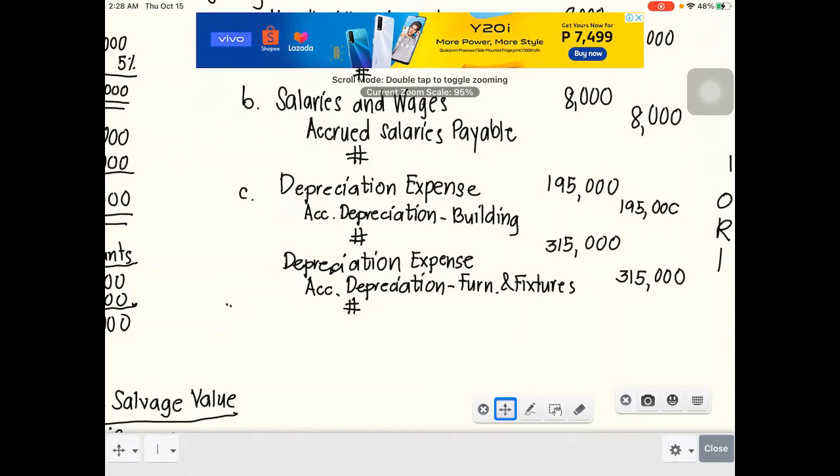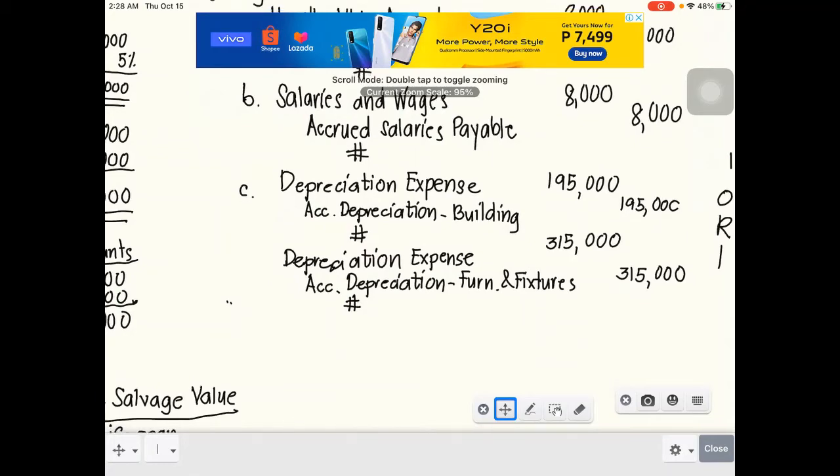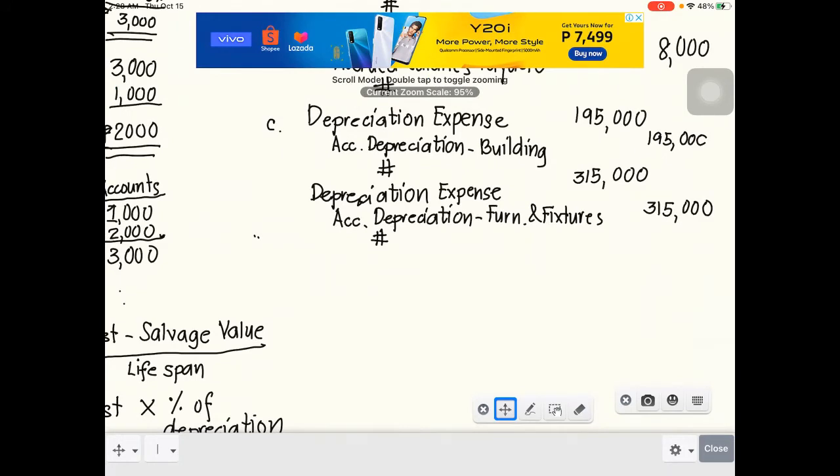Next is letter D. Interest on bank loan. So meaning you have a bank loan but you have not yet recorded the interest. So that is accrued interest expense. That is a liability. So no need to present a solution. Why? Because the amount is given and there's no way of computing. The tax rate is not given. So simply you will record an expense, interest expense, that is a total of 5,000.